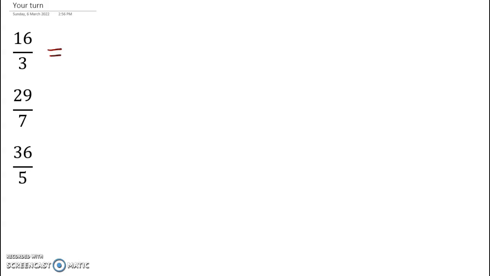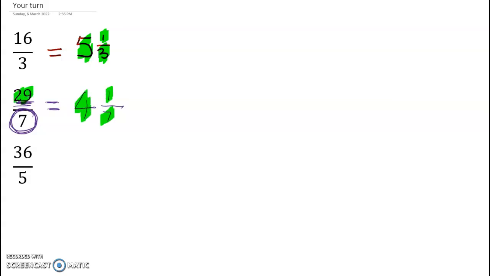So 16 thirds can be written as 5 wholes and 1/3. Checking it back, 3 5s are 15. 15 plus 1 is 16. 29 over 7. The nearest number in the 7 times table below it is 28. 7 4s are 28. So we have 4 and 1 extra seventh. Checking it back, 7 4s are 28. 28 plus 1 gives me 29.